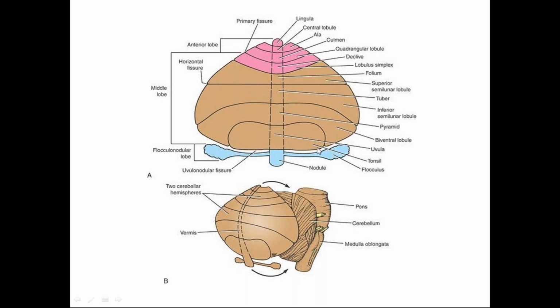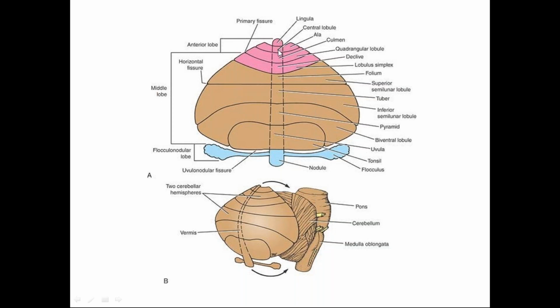So this is what it is. And if we look at this vermis, each part of the vermis, now this is the lingula. The first part of the vermis, this top end, is called the lingula, right? The lingula has no lateral hemispheres.